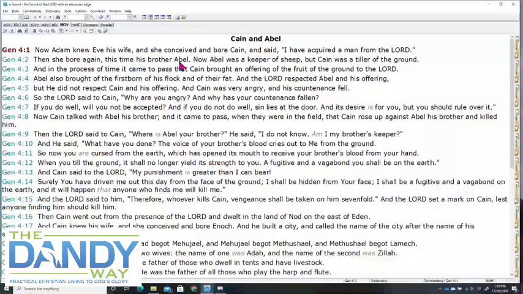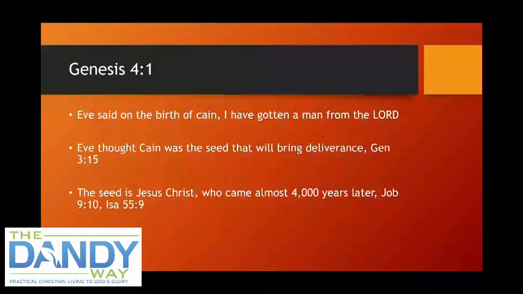Now, the second part of this Genesis chapter. The second part, let's read the whole thing again. Now Adam knew his wife, and she conceived and bore Cain and said, I have acquired a man from the Lord. Eve said, I have gotten a man from the Lord. That's the original King James Version. Thinking that here comes my seed, here comes the man that's going to crush the head of Satan, as we dealt with last week in Genesis 3:15, that the seed, my seed is here.